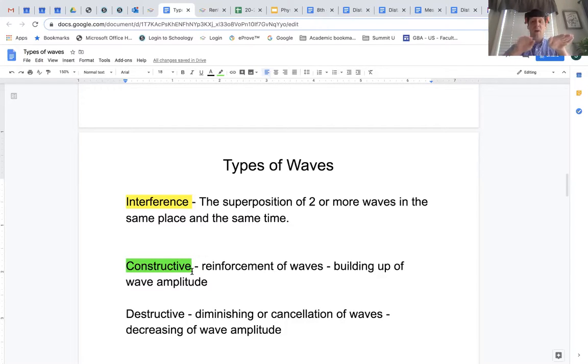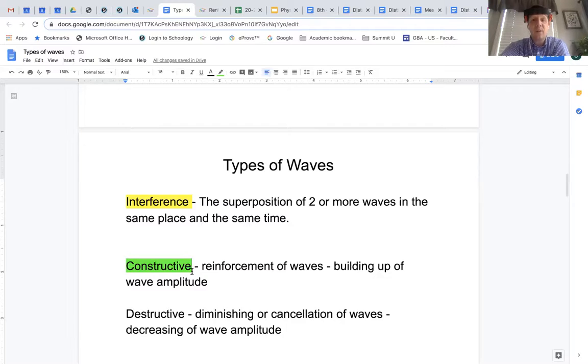If two waves are coming to the same place at the same time, and both of them exhibit a certain amount of energy with a certain amount of amplitude, well, if they're both in the same place at the same time, it's like twice as much energy in that place at the same time. So twice as much energy in that location should have the amplitude higher. The amount of energy should be built up there. So that's what we're dealing with here. Constructive interference is the building up of wave amplitudes.